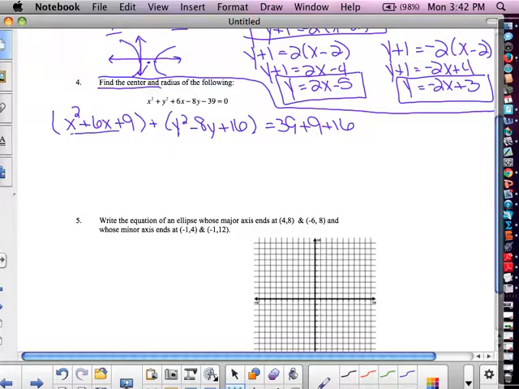Take the perfect square trinomials and write them as binomials squared. x plus 3 squared plus y minus 4 squared equals 64. So your center is at minus 3, 4, and your radius is 8.